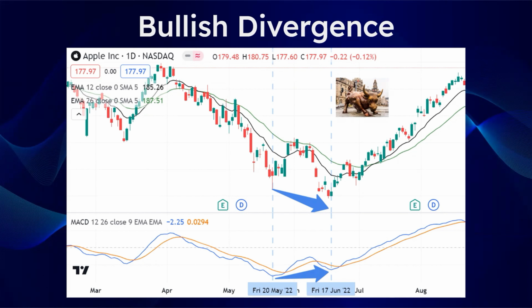Price and MACD are diverging. This tells you beneath the iceberg, things are getting more bullish. This is bullish divergence. Subsequently, the fast line crossed above the slow line and Apple bulls took control.